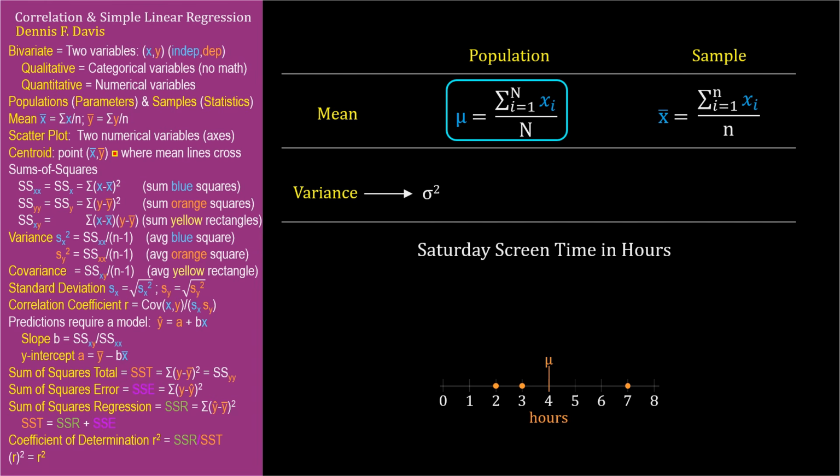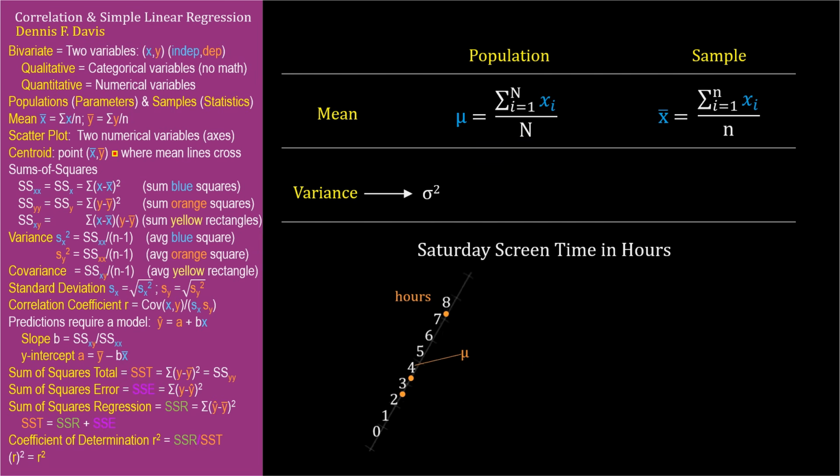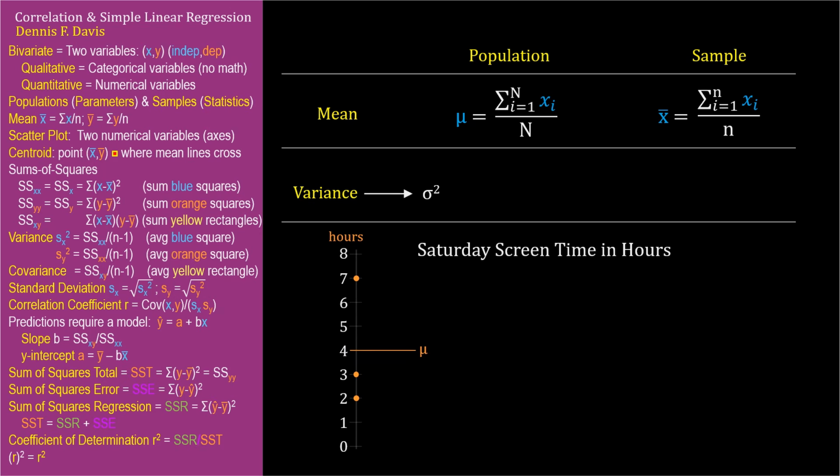We're going to evaluate each point's distance from the mean. But first, let me pivot the data vertically. It'll work either way, but for regression, I think it'll look more familiar later if we turn it up like this.